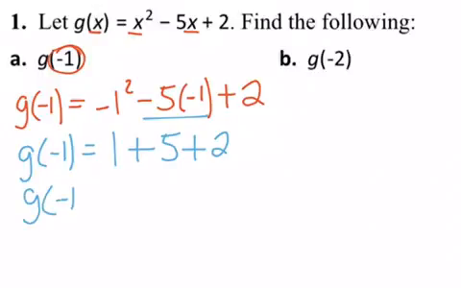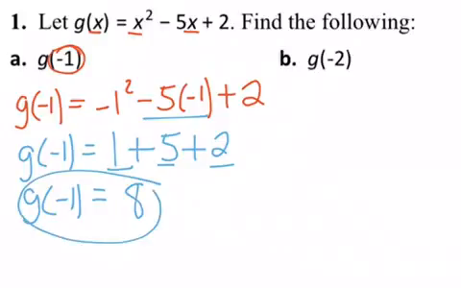So g of negative 1 would be 1 plus 5 is 6. 6 plus 2 would be 8. So g of negative 1 would be 8.